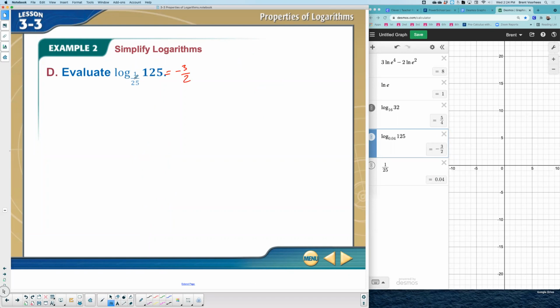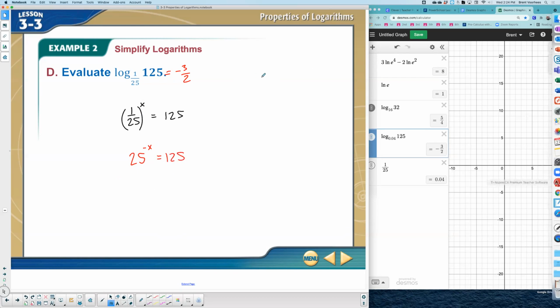And D would work this way. We would start with 1/25 raised to some power. That's a fraction. I need to put that in parentheses. Equals 125. As a review from lesson 3.2, if you want to get rid of a fraction, you can make the power negative and it takes the reciprocal. So 25/1, which is equivalent to just 25, raised to the power of negative x equals 125.